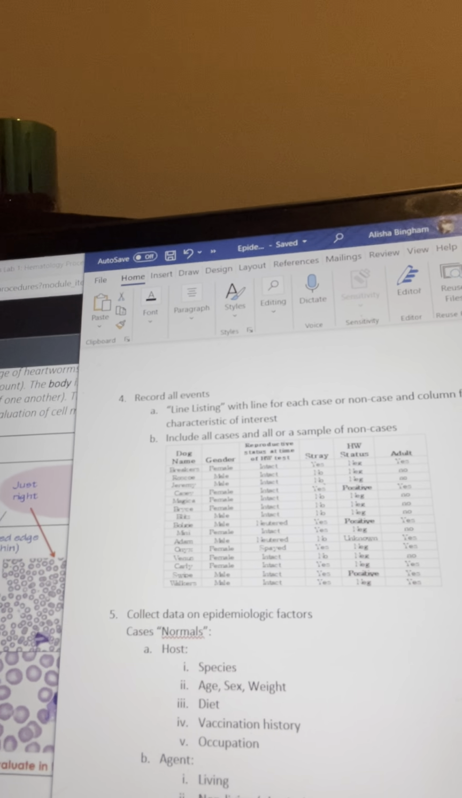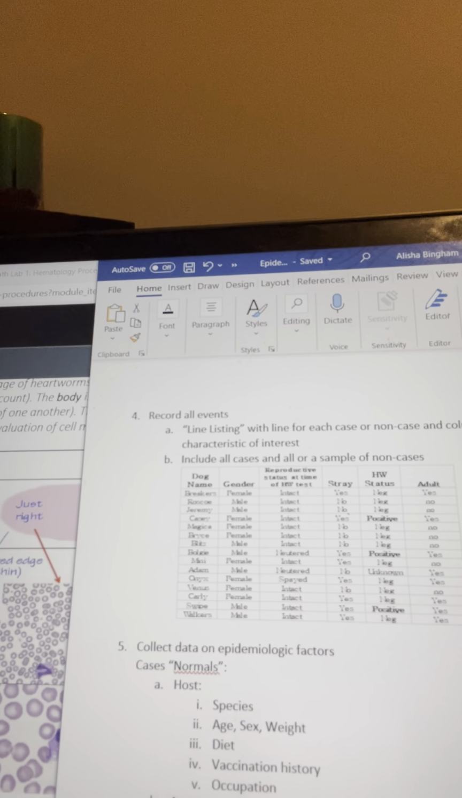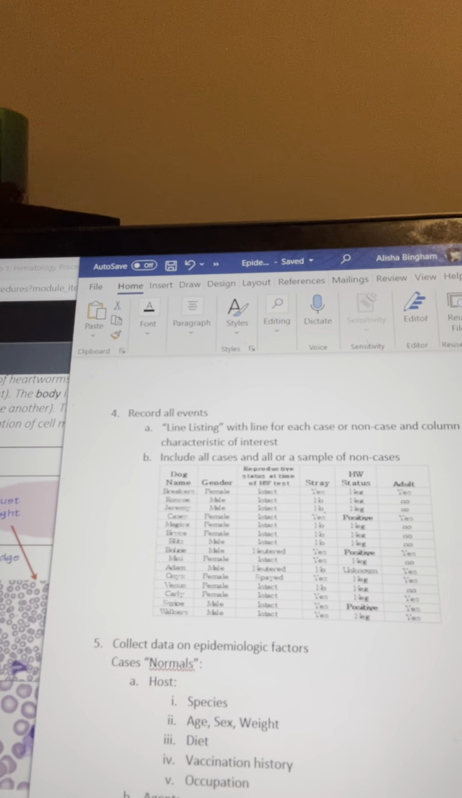So we also want to record all events. This is known as line listing, with a line for each case or non-case and a column for each characteristic of interest. We want to include all cases and all or a sample of non-cases. Here in this example, we would have the dog's name, its gender, its reproductive status at the time of the heartworm test. We want to know if they're stray or not. We want to know their heartworm status and if they're adults or not.